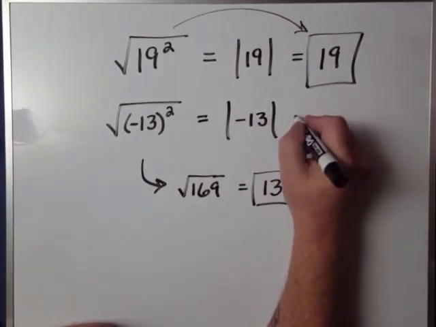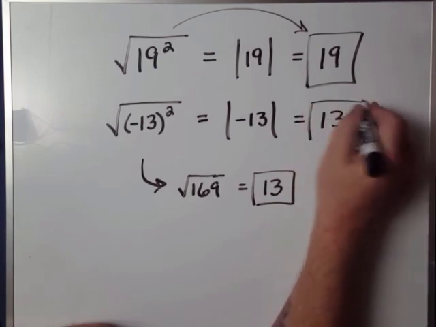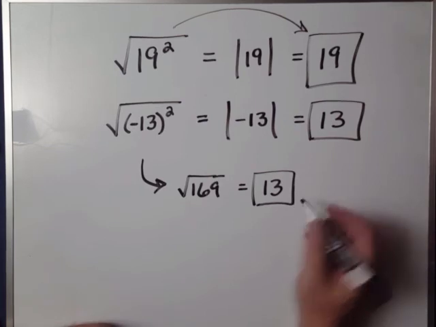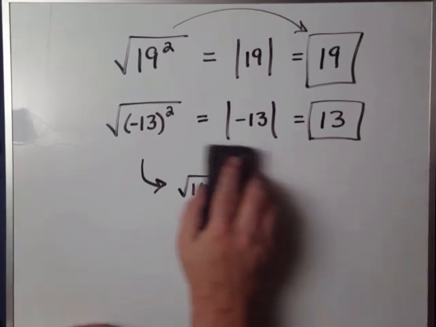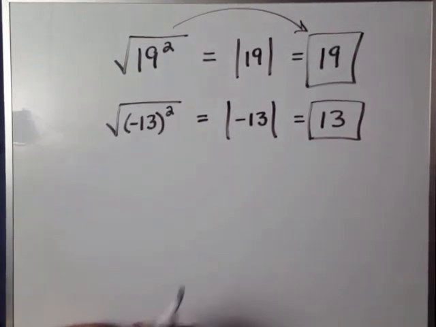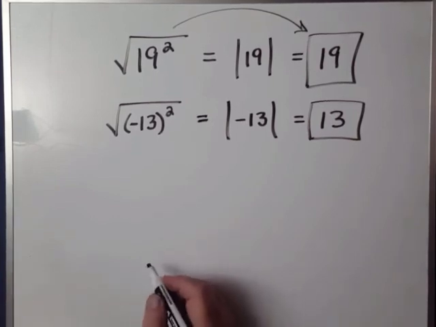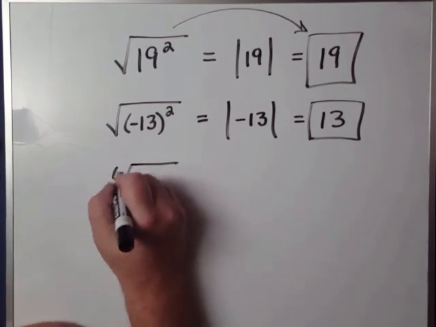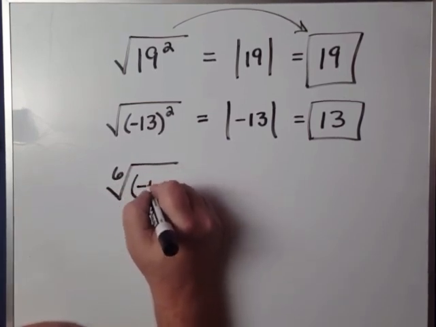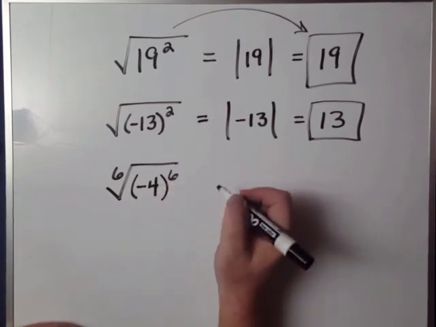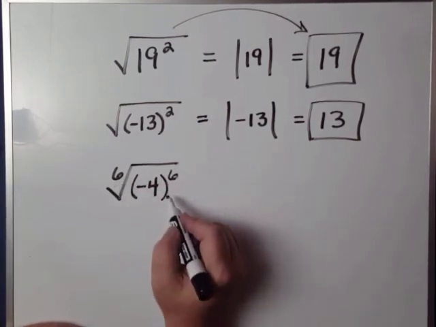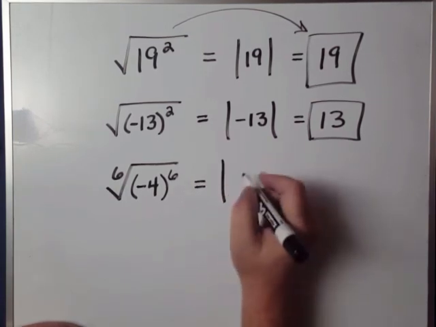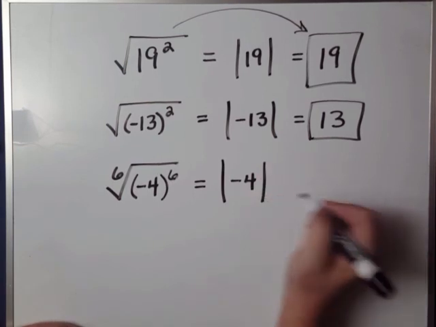And the absolute value of negative 13 is 13, which of course we got by the order of operations as well. Let's continue, and let's use each time now the idea of that brown box. Number 116, the sixth root of negative 4 to the sixth. That's an even power, even index, so we're going to get the result as the absolute value of that base.